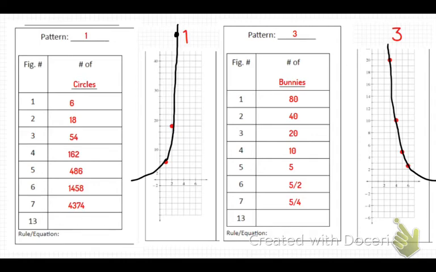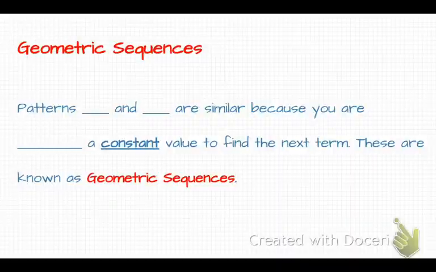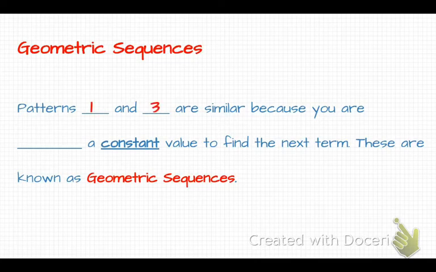Do you see how I have the same kind of shape, but one is growing, getting bigger, and the other one is decaying because it's getting smaller? Those are both our exponential functions, and that's what I talked about yesterday. Now, these aren't called arithmetic sequences. They have a different name. These are called geometric sequences. Our geometric sequences are like patterns 1 and 3 because you are multiplying or dividing by a constant value.